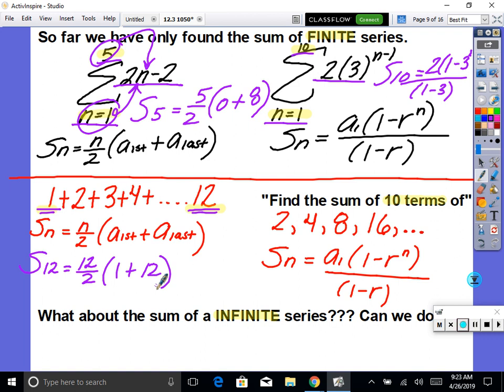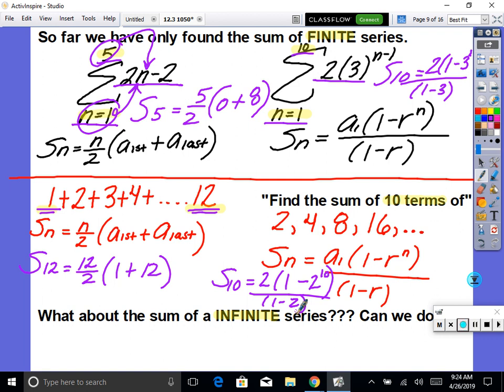Okay, same thing here. It says find the sum of the first 10 terms. Because it tells you the first 10 terms, you'd say the sum of 10 terms, it's finite. You knew that we were only summing up 10 terms. A sub 1 was 2 times 1 minus our r, which is 2, raised to the 10, all over 1 minus 2. Okay, so what? Those are all finite because we knew the start and end.